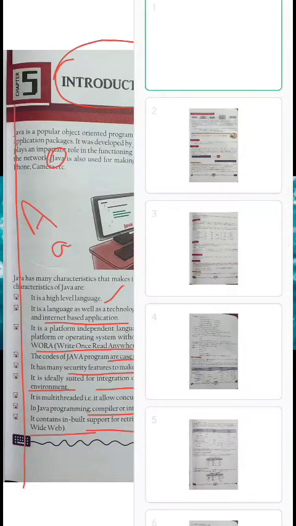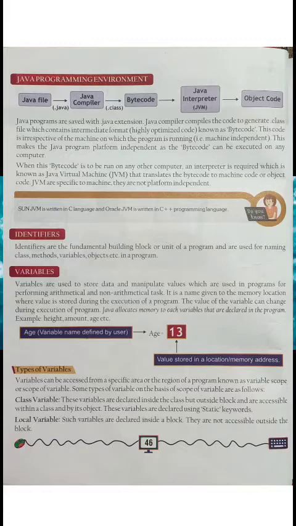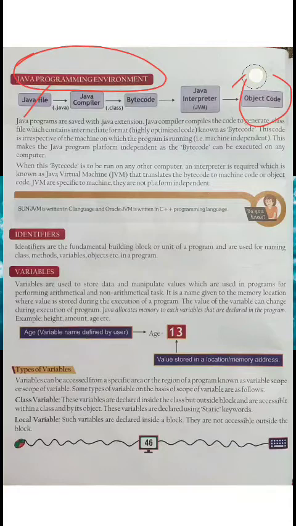Now let us move to the next page, to see what the things in Java are. Next topic is the Java programming environment. Now how are we doing the programming? First we create a Java file, which is created with the .java extension, then the Java compiler is used to compile the program, then it gets converted into bytecode, then the Java interpreter, then lastly object code. Let us see it one by one, what the programming environment of Java is.